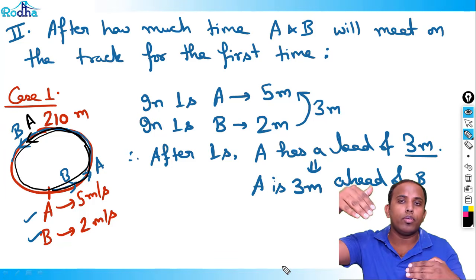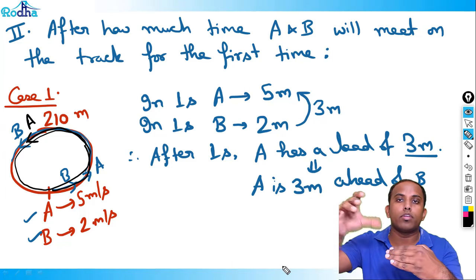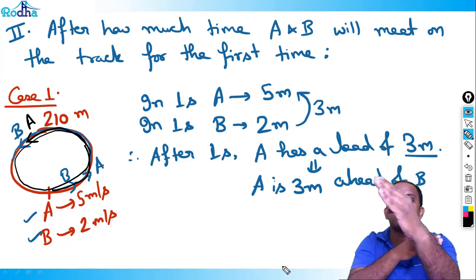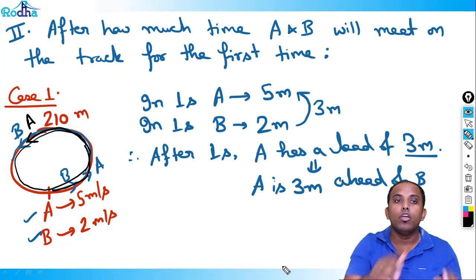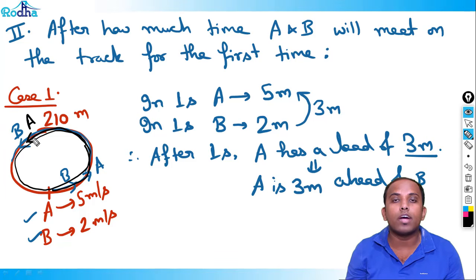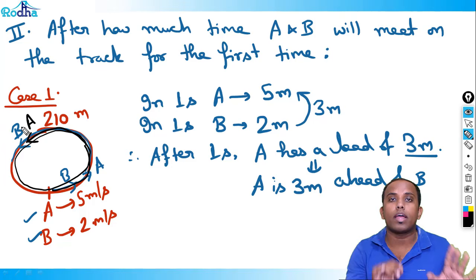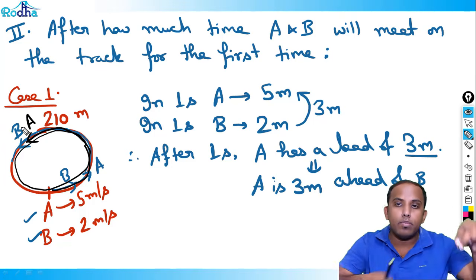So A is always ahead of B. After 1 second A ran 5 meters, and after 1 second B ran 2 meters, so the difference is 3 meters. Now A will keep on running, and this left hand is B here, and A will catch B from behind. Once A catches B from behind, A has covered one complete round more than B, wherever on the track that happens. Wherever on the track A catches B, A will catch B from behind.